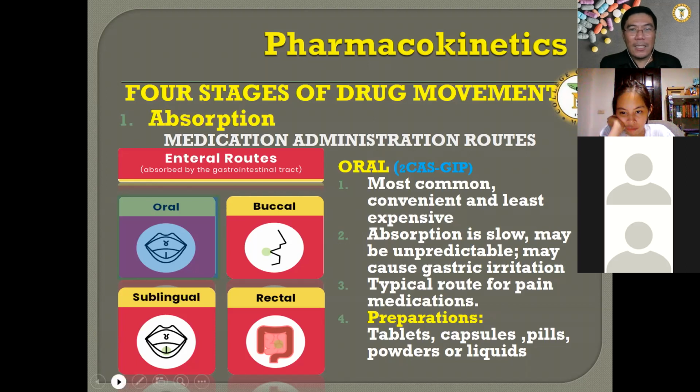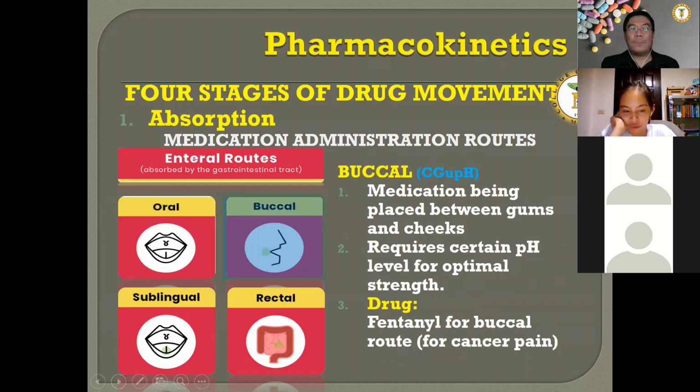So next is buccal. In buccal, remember C-group. Tandaan lang yung C-group. May H sa huli. What do you mean by C-group? Buccal, usually between cheeks and gums. So that's why it's CG. Sir, ano yung pH? pH requires a certain pH level for optimal strength.